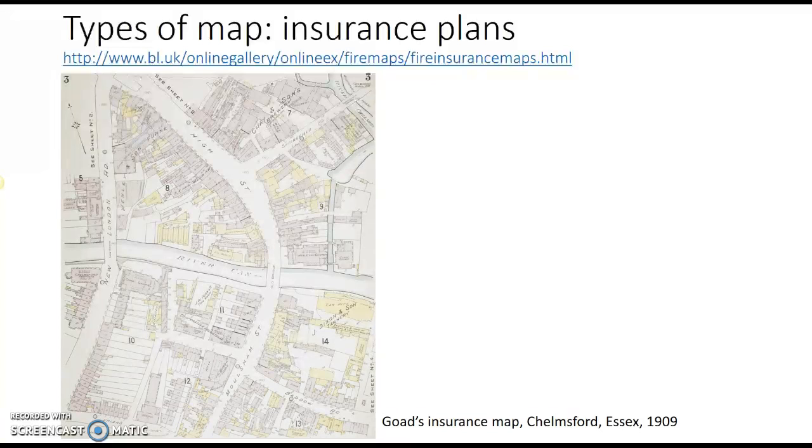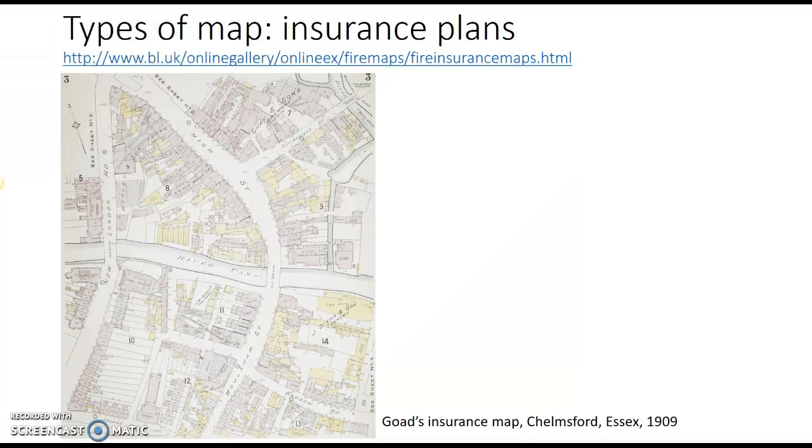Insurance plans are a final type of map. They're quite good, again, for if you're doing the history of business, and the Goad maps of the turn of the century are the most useful. And again, they should have keys telling you which buildings belong to who, which buildings are commercial buildings, which ones are industrial buildings. So I've just picked one from Chelmsford in Essex. Random, you can see how detailed they are. They even give street numbers, which is hugely useful as well if you're comparing this with the census.